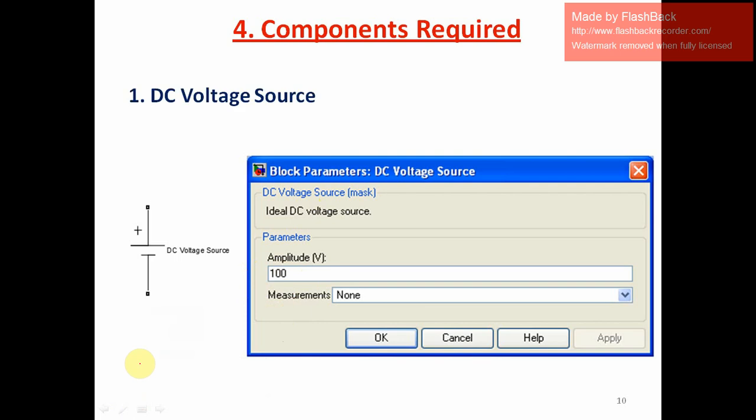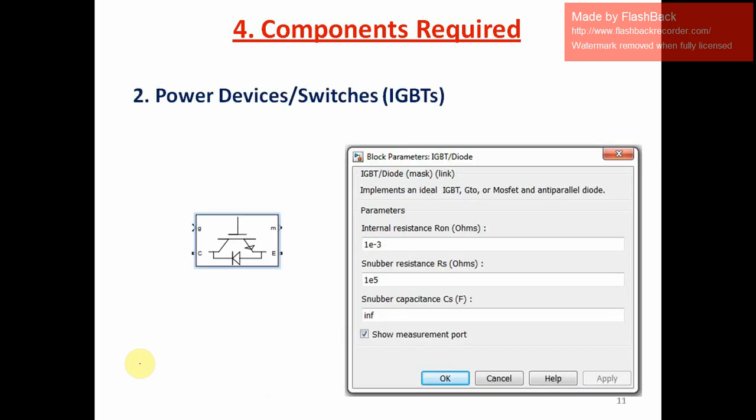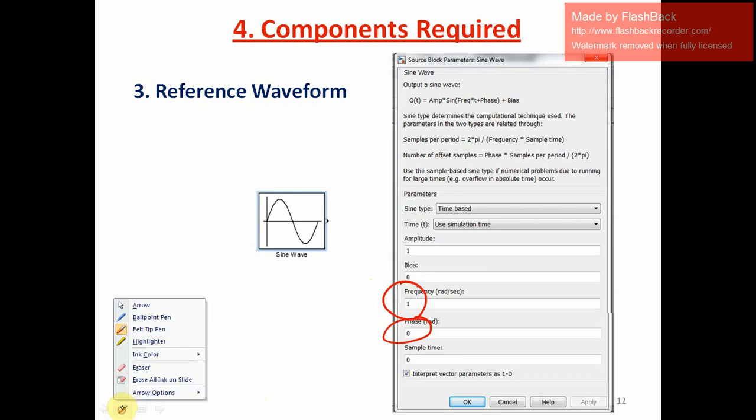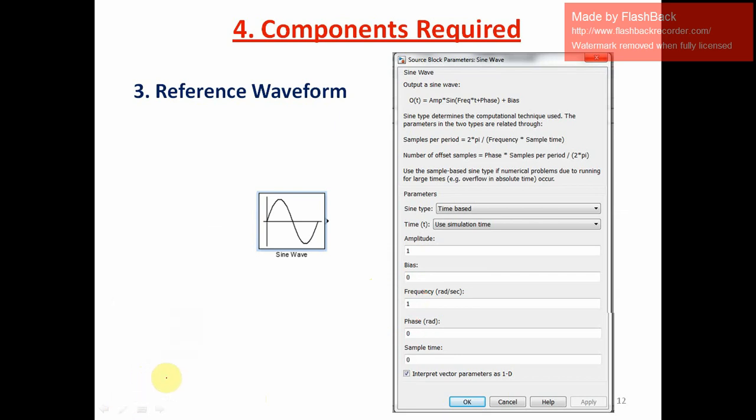Then this is our IGBT. These are the block parameters of the IGBT. This is our sinusoidal reference waveform. We have to take care of frequency here and phase also. Frequency as well as phase, because there are three phases, so we need to maintain a 120-degree phase difference.